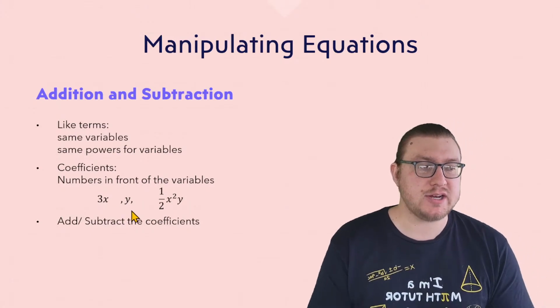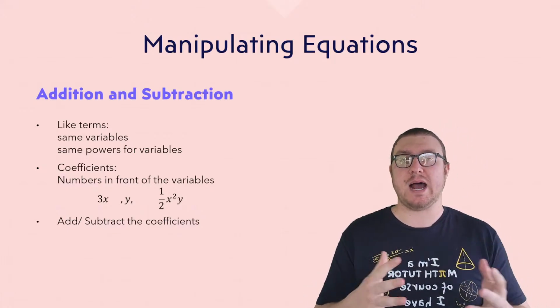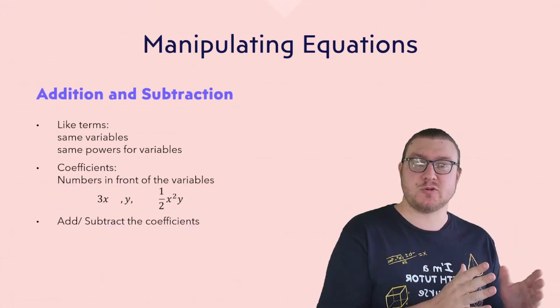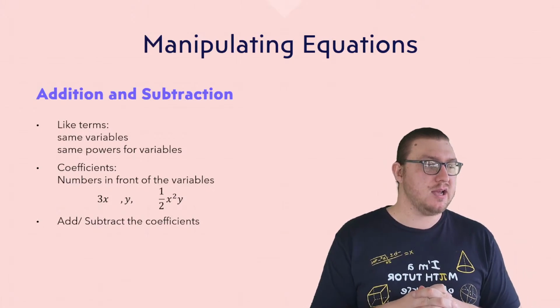When we're looking at like terms, we also need to be able to check the powers. So x and x squared are two different terms. We cannot put them together when we're adding or subtracting.